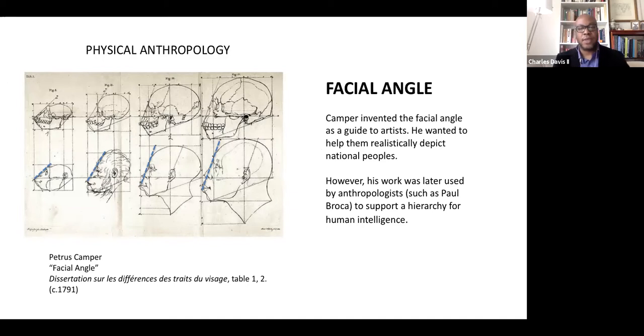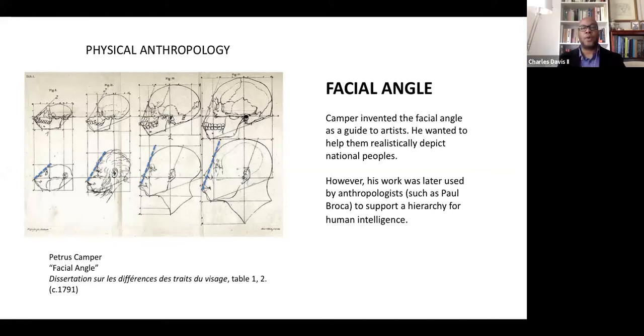He's sort of like this, in this age of a gentleman philosopher who can do many things simultaneously, one of which was studying anthropology. But he really did this not for scientific means, but for artistic means. He established this notion of the facial angle to help those who were working in the arts to produce realistic representations of the world's racial groups in tableaus of national mythology.